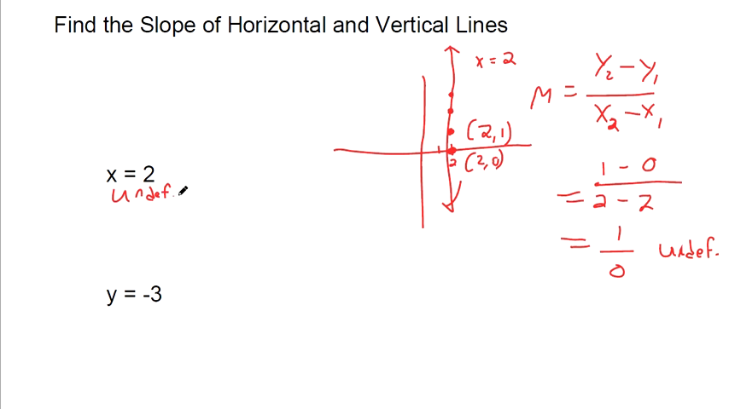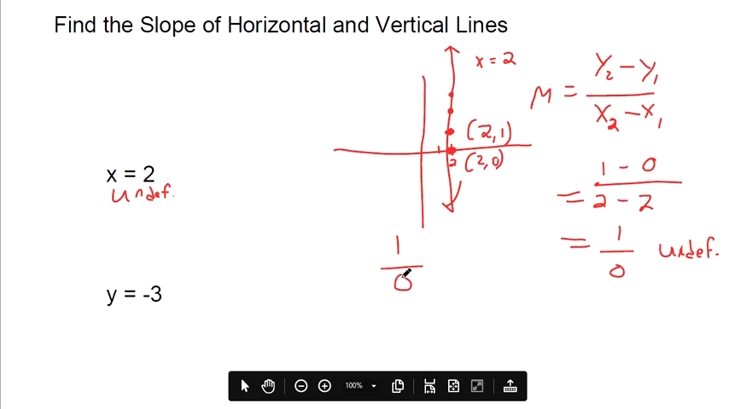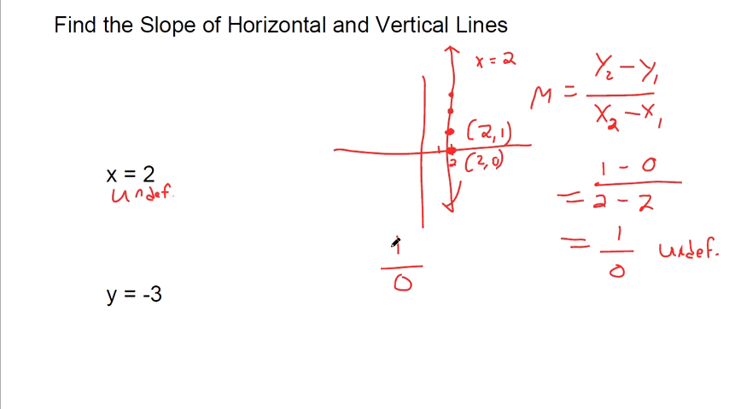And you could have got that without the slope formula. Like to go from this point to this point, you rise 1, that's our rise, and then you run 0. You go 0 in location on the horizontal axis. So it's 1 over 0. If you punch it in a calculator, it's undefined.